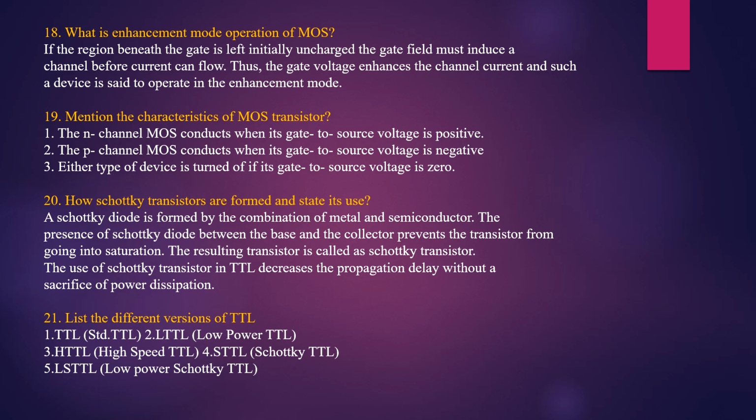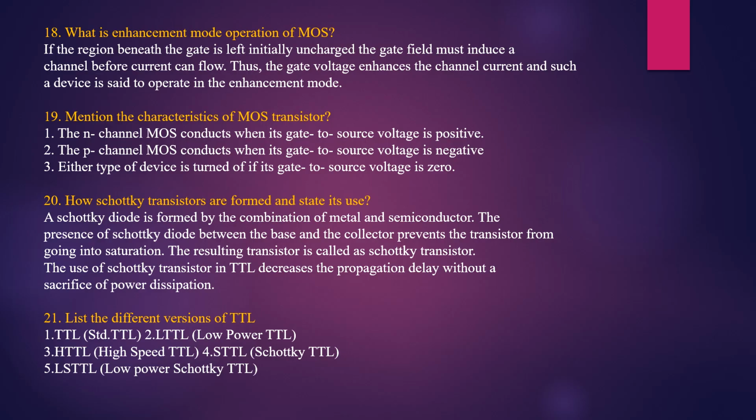The 19th question, mention the characteristics of MOS transistor. The first one: N-channel MOS conducts when its gate to source voltage is positive. And next one, the P-channel MOS conducts when the gate to source voltage is negative. The last one: either type of device is turned off if the gate to source voltage is 0.